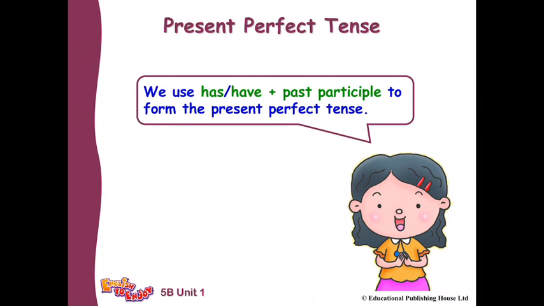How do we form the present perfect tense? We use has or have plus past participle to form the present perfect tense. When do we use has? That's right. We use has for the subject he, she, or it.